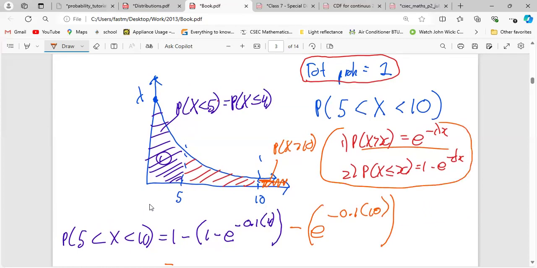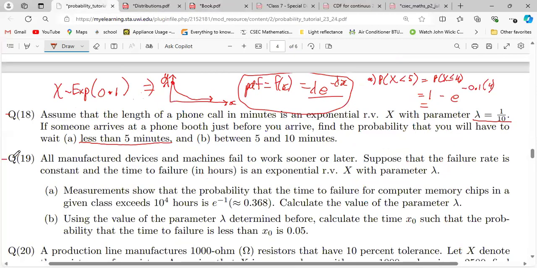Just remember, make sure it's in the right form in terms of the inequality signs, because you might plug in the wrong value of x. If they say less than 5, that means it's less than or equal to 4. If they say more than 10, that means it's more than or equal to 11. Make sure you're using the correct form of the equation for the CDF. That's very important. And that is 18.